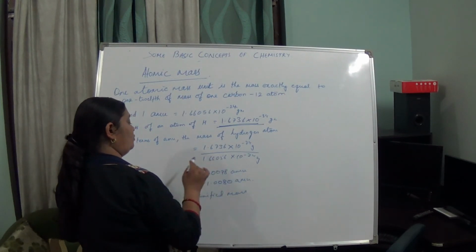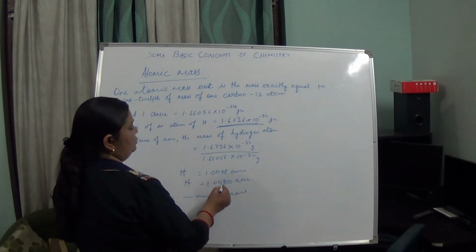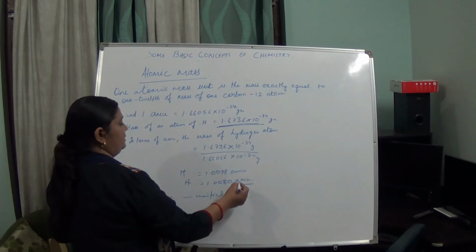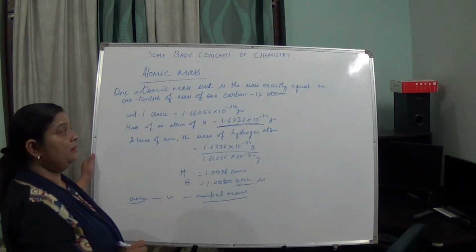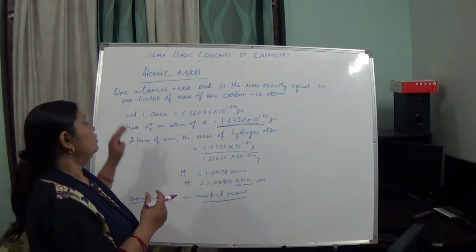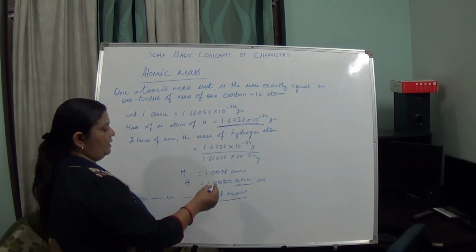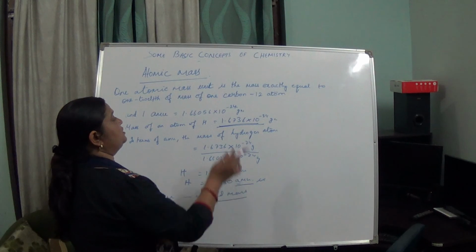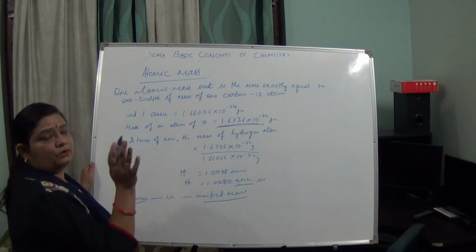In terms of amu, you get 1.0078 amu for hydrogen, which can be rounded off to 1.0080 atomic mass unit. So atomic mass unit can be simply written as u, or it is said to be the unified mass, obtained after comparing with 1/12 of the carbon 12 atom. So what is the unified mass of hydrogen? It is 1.0080, after it is compared with 1/12 of the mass of one carbon 12 atom.